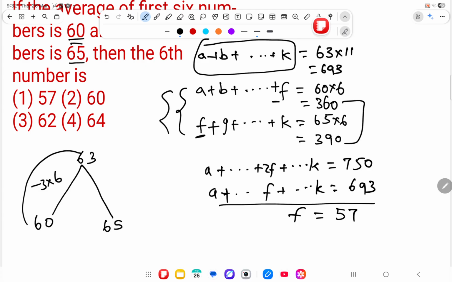See, if one number is repeated, then less than the given average, we have to take as minus. More than the given average, we have to take as plus. Then it is more by 2 for 6 people, 12. So 63 minus 18 plus 12, which is 57. Both are the same.